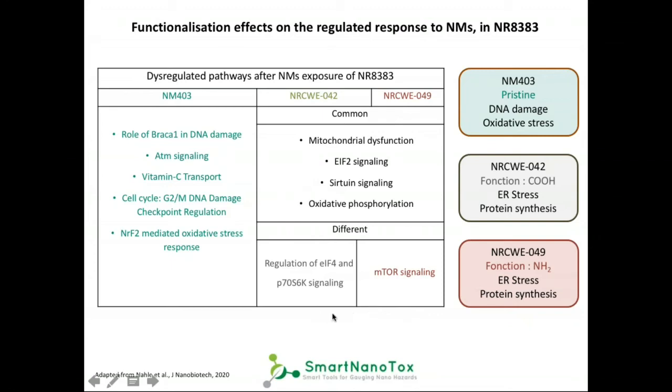And we also have some different dysregulated genes, which are regulation of AF4 and mTOR signaling, so sometimes, again, protein synthesis.